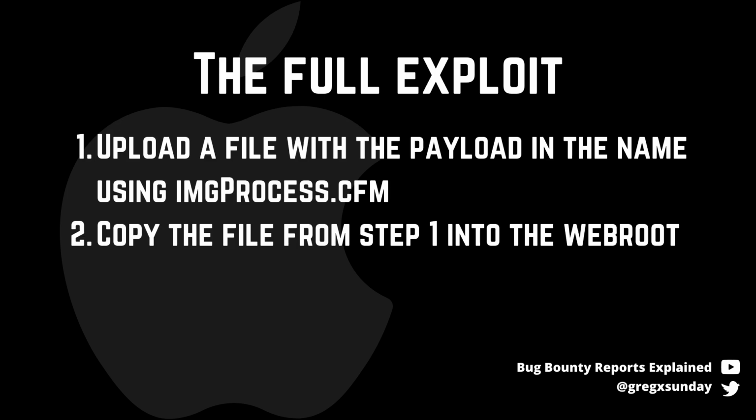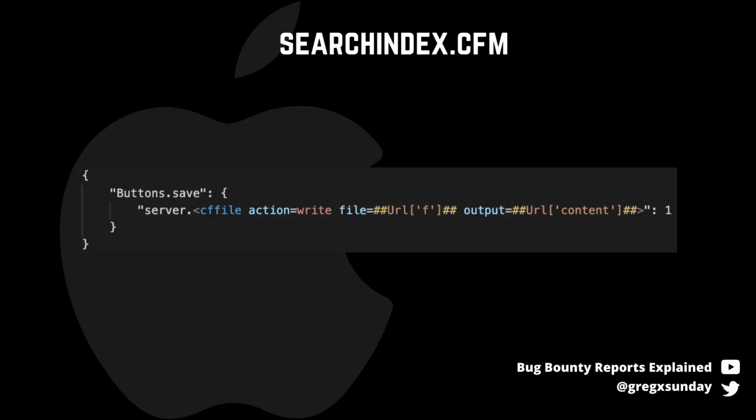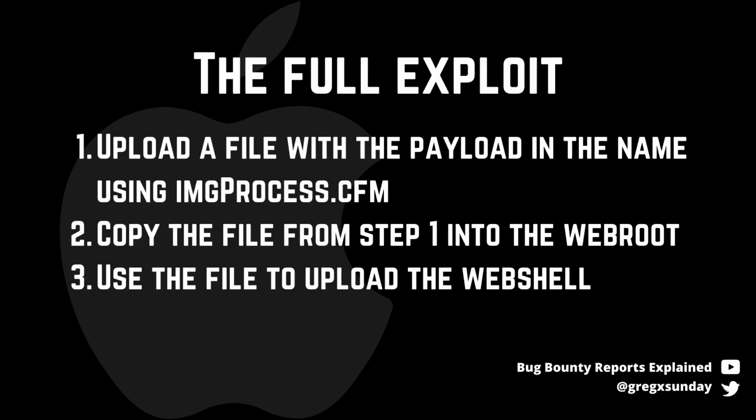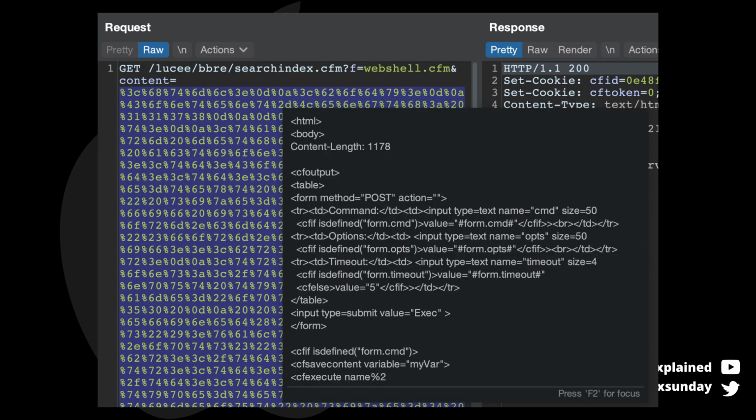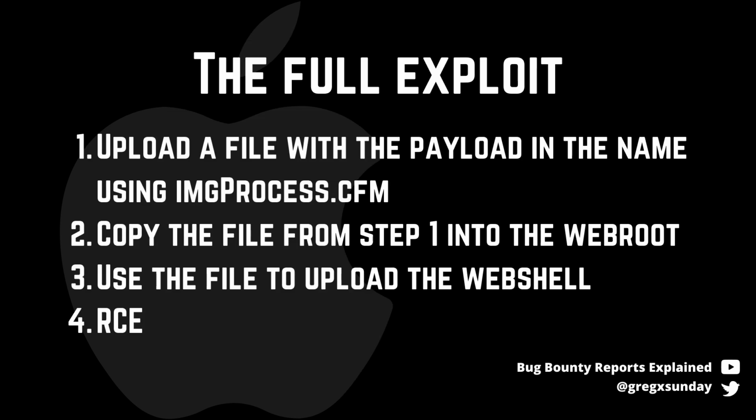Then, in the second step, you trigger the copy function that searches through the admin.ext thumbnails directory and saves the name of your file inside the searchindex.cfn file, which is saved inside the web root. Then you request the search index endpoint, which lets you upload any file. You can upload the web shell there. In step 4, you have success, you achieved an RCE.